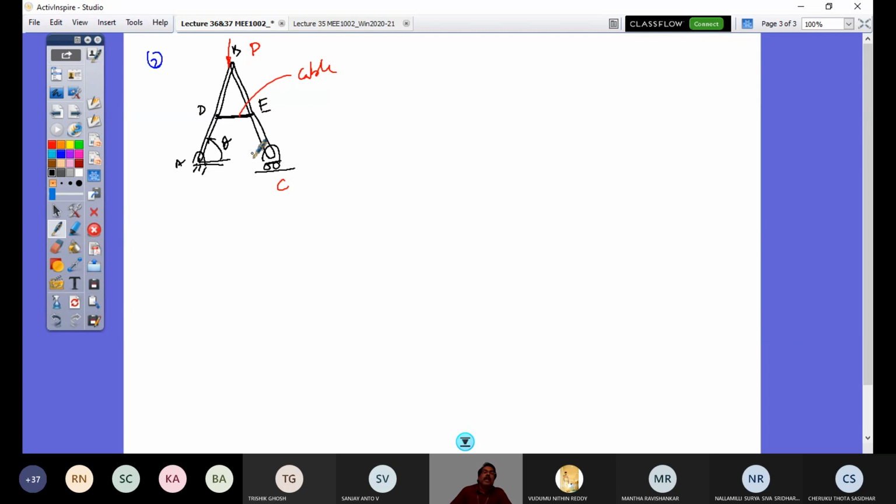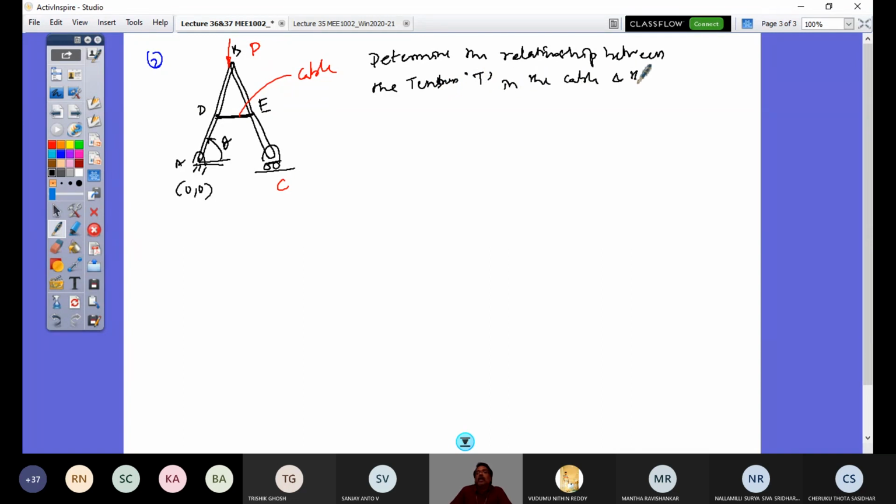And here it's a hinge point A, so I'll consider this as the origin. So now the question is: determine the relationship between the tension T in the cable and the load P at joint point B in the connected system. So this is the question.